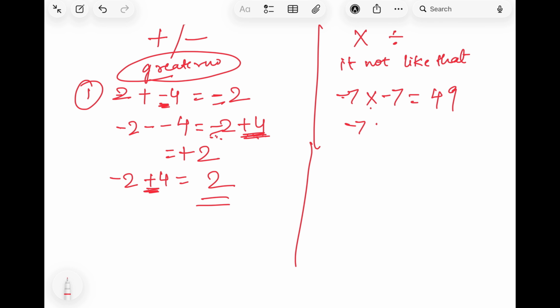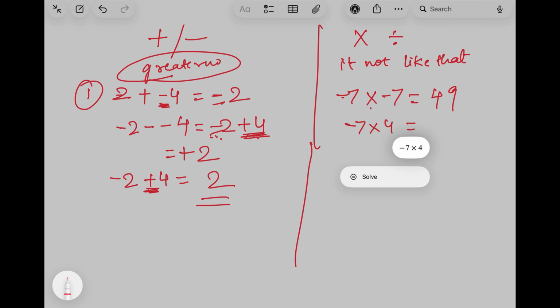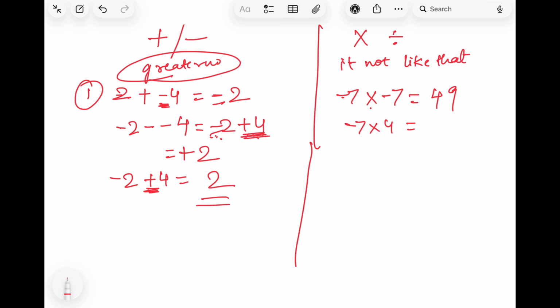Now if we get minus 7 into 4, that means one is positive, one is negative. So what will we get? We will write plus minus plus will be minus.